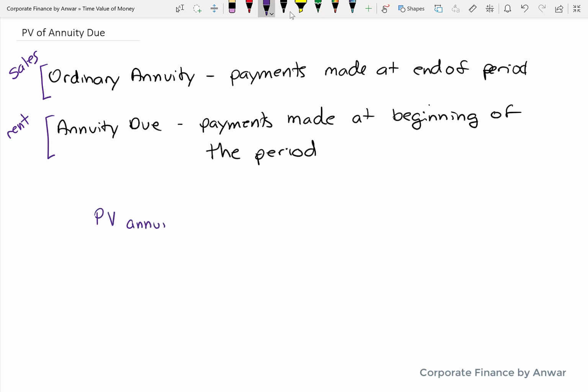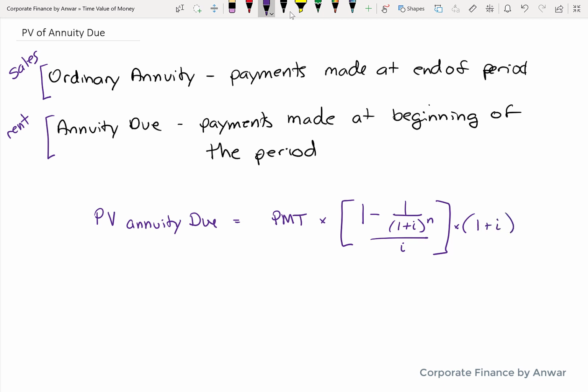So let's look at the formula for that. It's actually very similar to the first one. So the present value of the annuity due is equal to the payment, which is the amount of the annuity payment, times 1 minus 1 over 1 plus i to the n, divided by i. So far it's identical. And then you multiply the whole thing by 1 plus i. So that's really the only difference.